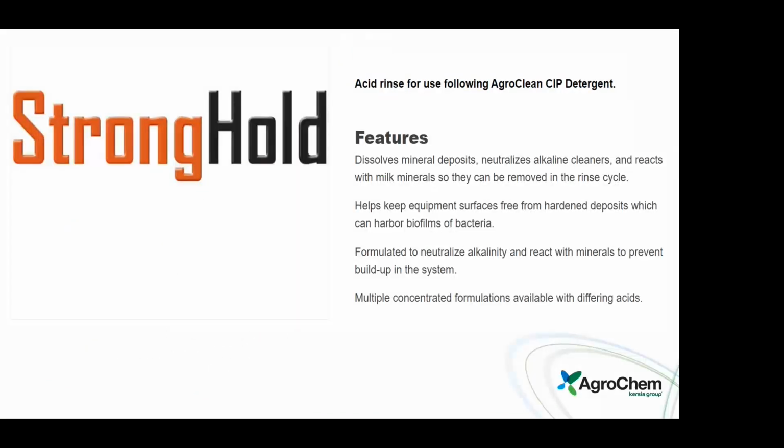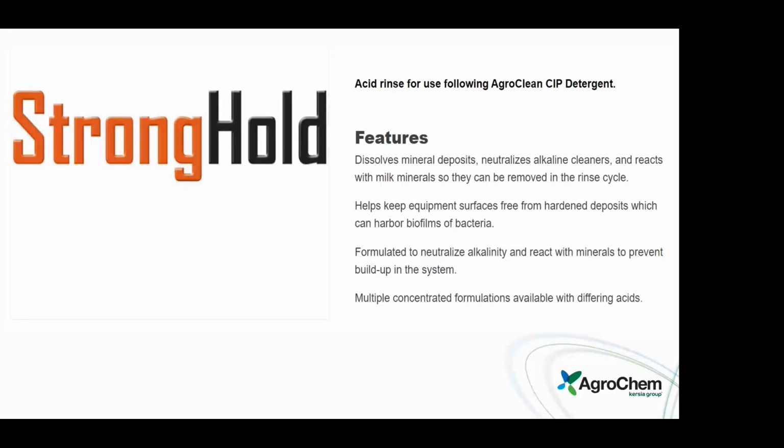So our acid line is called our Stronghold acid line. The acid rinse is used for dissolving mineral deposits, neutralizing the alkaline cleaners, and reacts with the milk minerals so they can be removed in that rinse cycle, helping to keep the equipment surfaces from hardened deposits, keeping biofilms away as well. And it's formulated to neutralize alkalinity and keep those buildups out of the system, and multiple variations of this as well. Because of the number of different acids that are used, there's a lot of variabilities, and a lot of them that are out there.